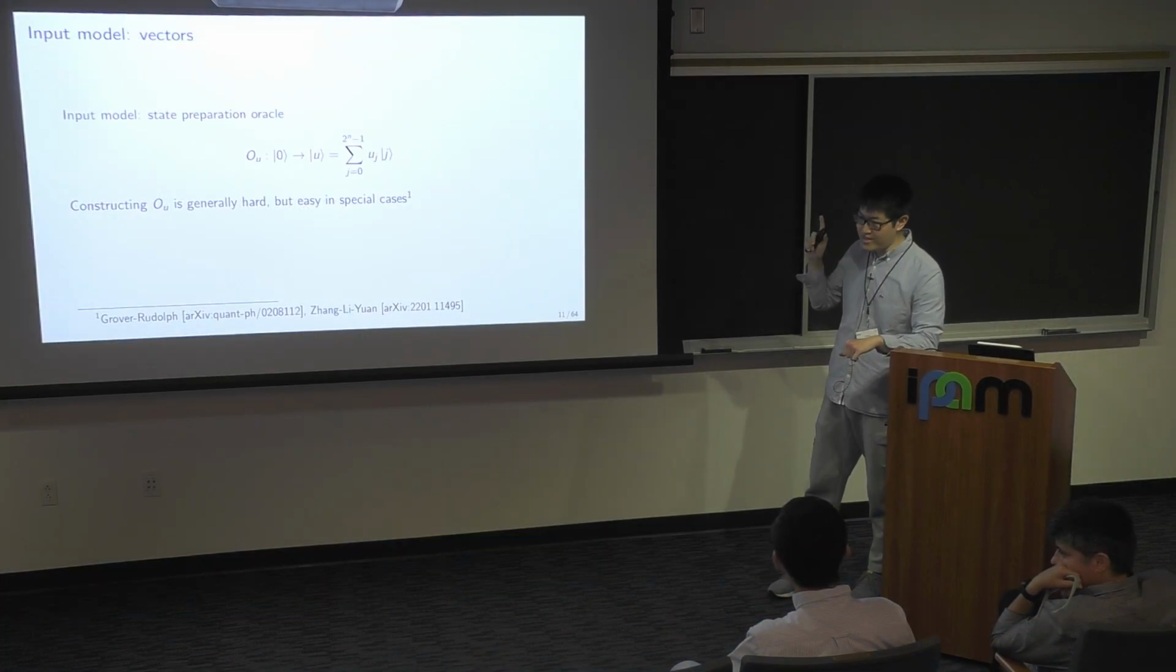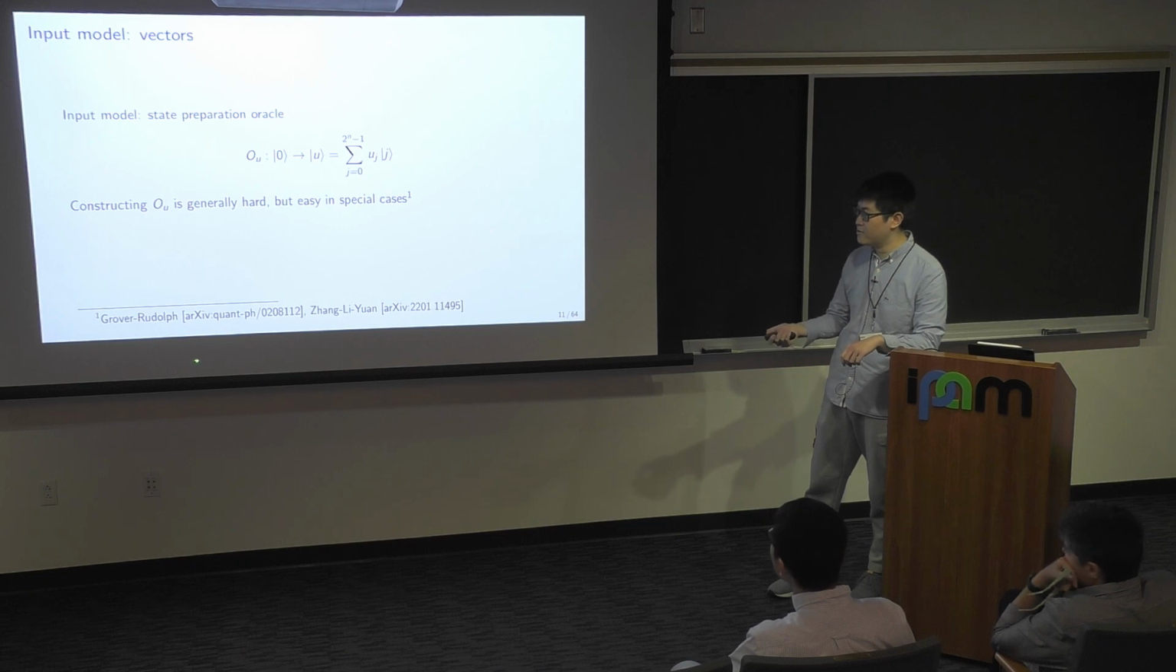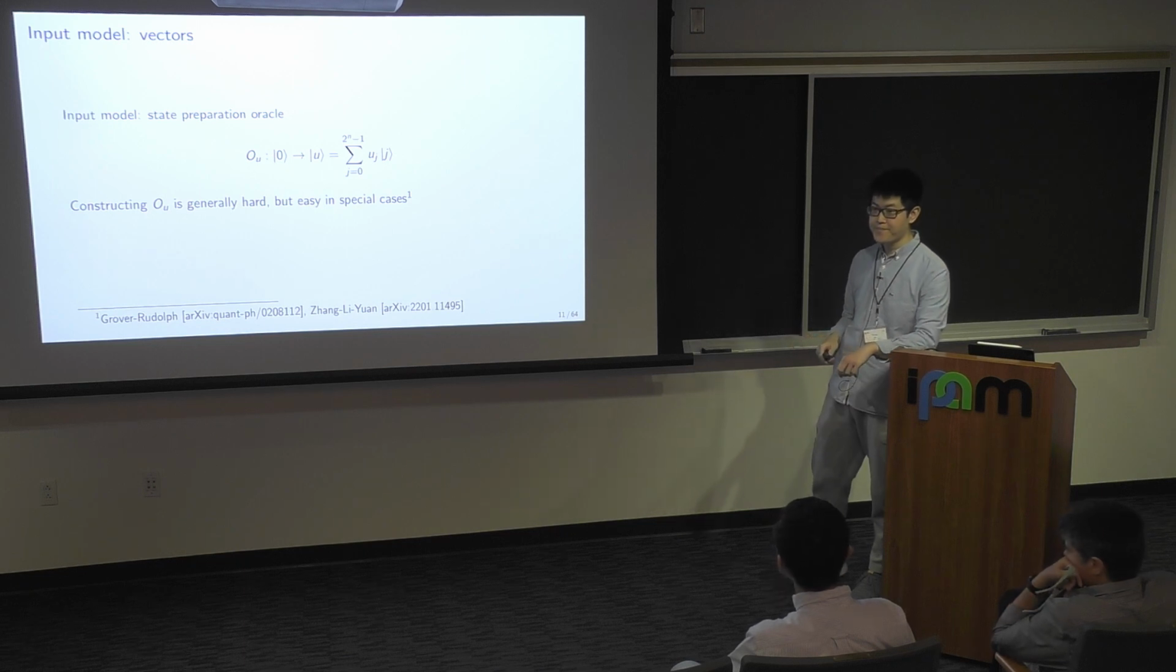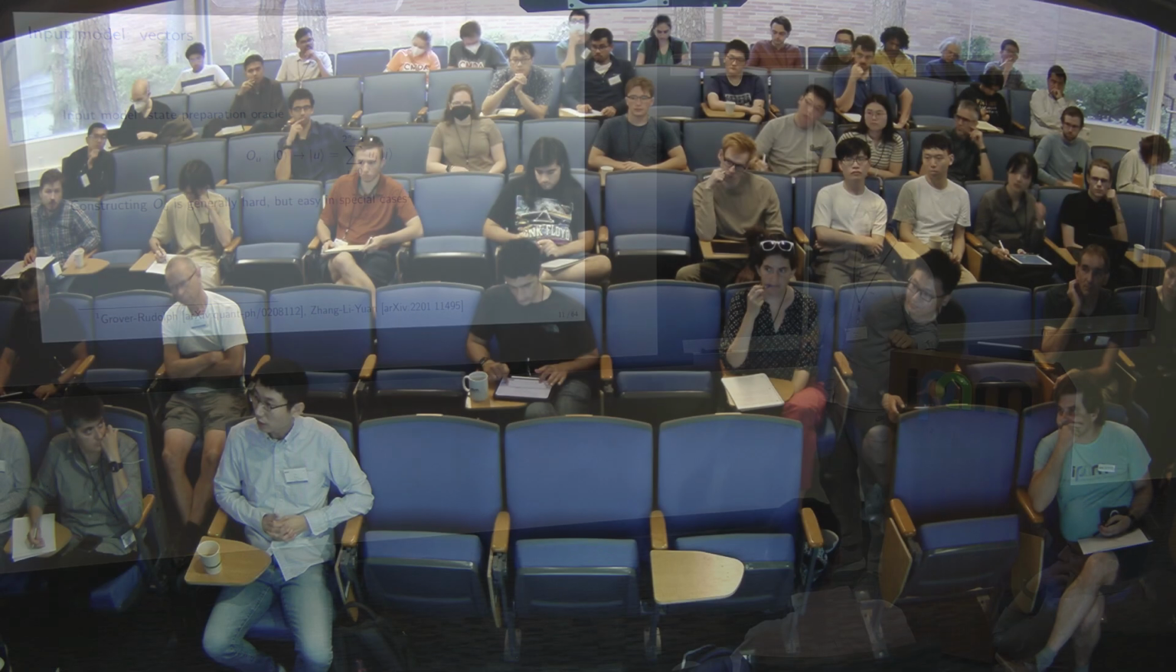Yeah, we need U_j to be positive. So the Grover-Rudolph algorithm has a very hard restriction. Yeah. And you also need some smoothness. Yes, that's right.